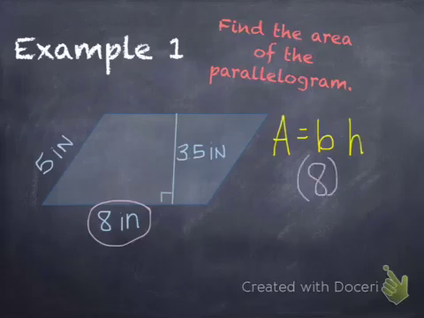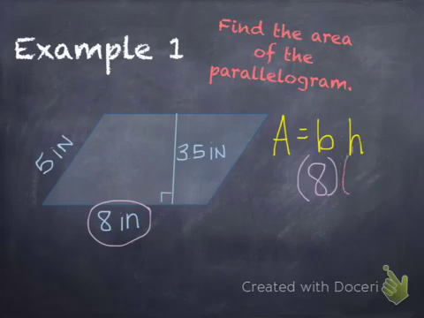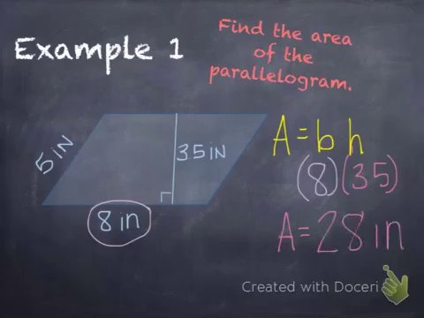Then our height is going to be a little bit harder to discern because we need to figure out if it is the 5 inches on the side or the 3.5 inches that makes up this altitude. But if you recall, when we were just talking, we determined that our height is going to be right here, which is our altitude and not a side. So we're going to multiply it by 3.5 inches. Our area ends up equaling 28, and because we're working in 2 dimensions, it's inches squared, or inches to the second dimension.